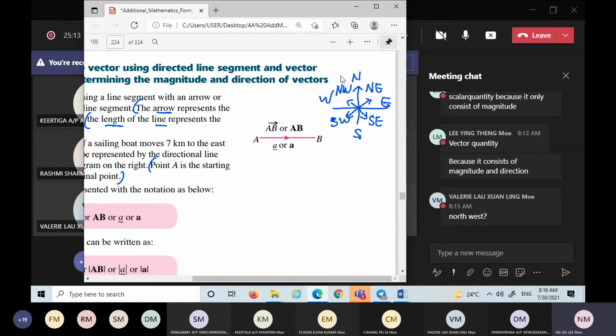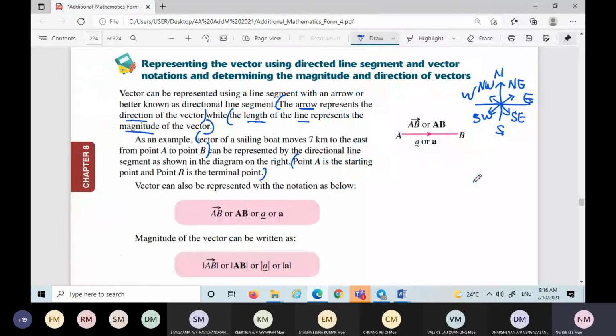After this, we will need this for the direction of the vector, but not now, we come back to this. So you see, this one is pointing to the east. Usually you will draw the length of this line as 7 centimeters. Then you write at the bottom that 1 centimeter represents 1 km. Therefore, 7 km, you draw it as 7 centimeters.